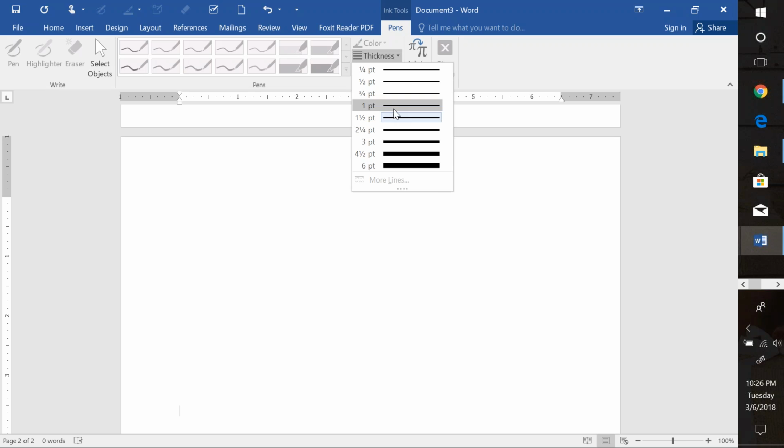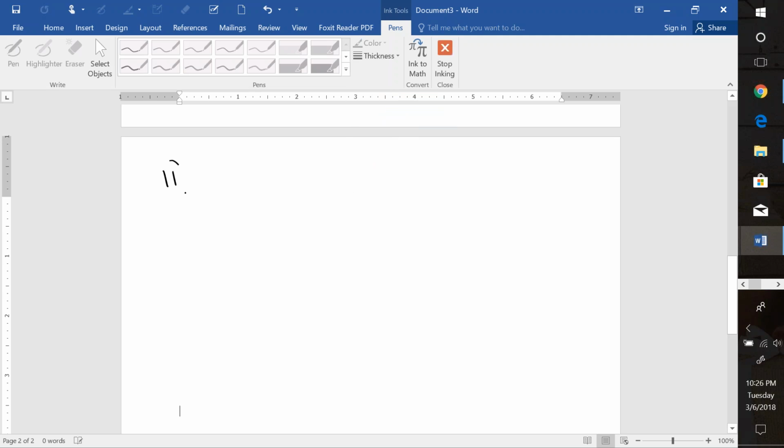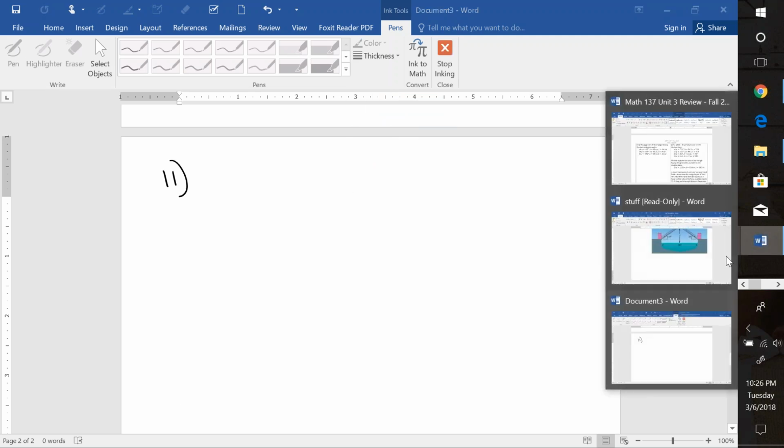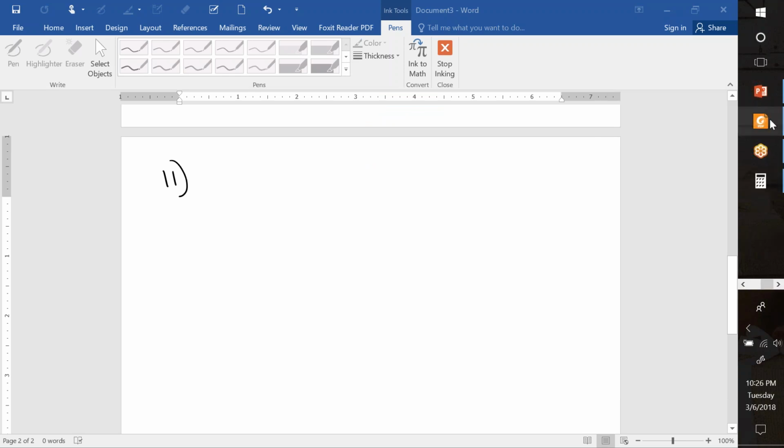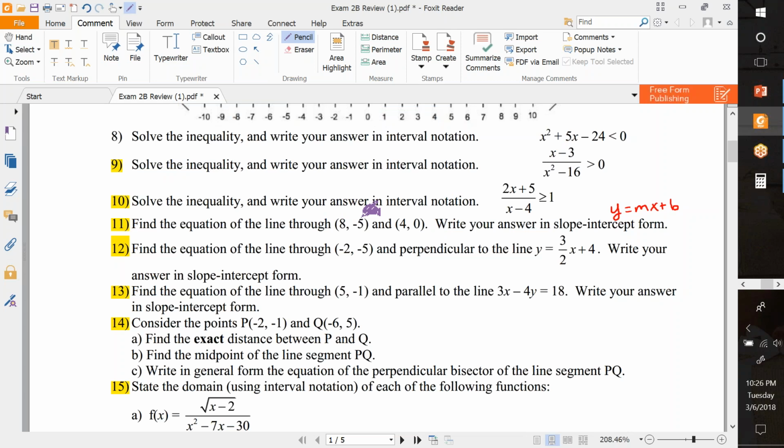So for number 11, we had, I have way too much trig stuff open. (8, -5) and (4, 0).